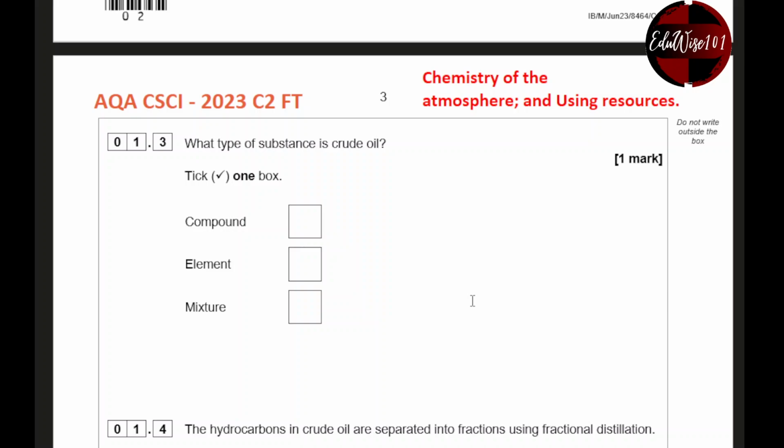What type of substance is crude oil? Crude oil is a mixture, because there are different types of oils found in crude oil, or different types of hydrocarbons.